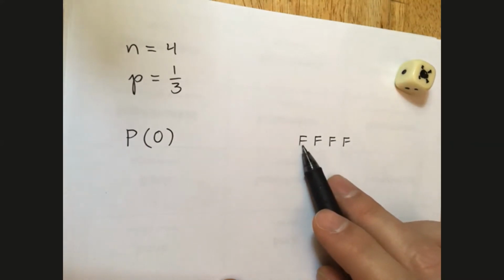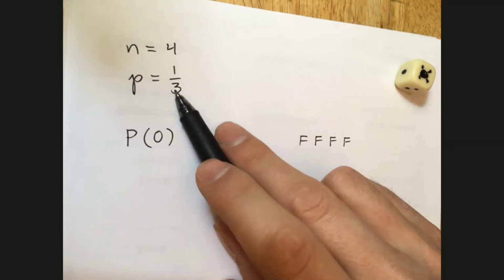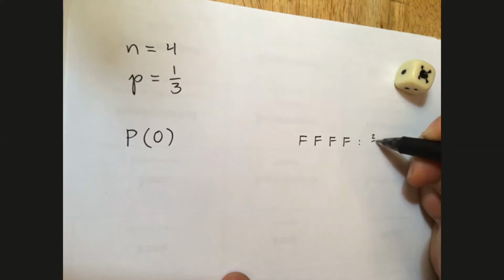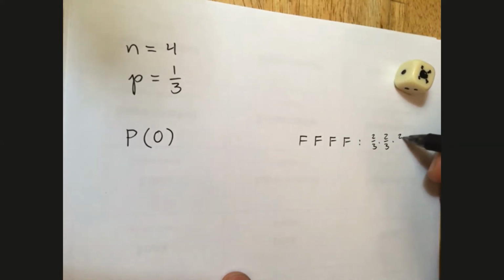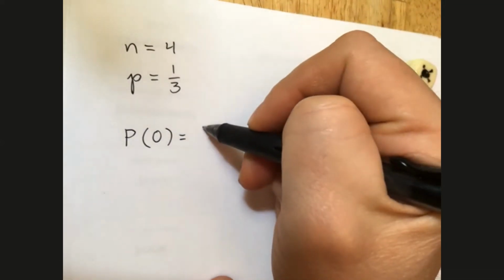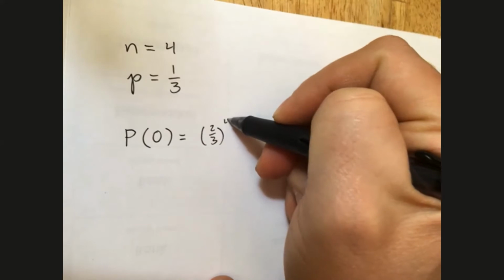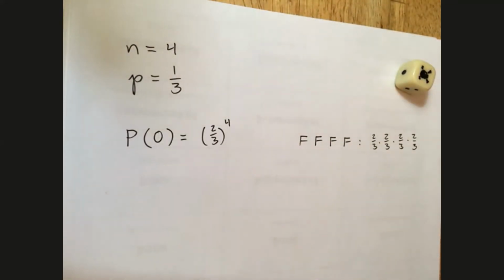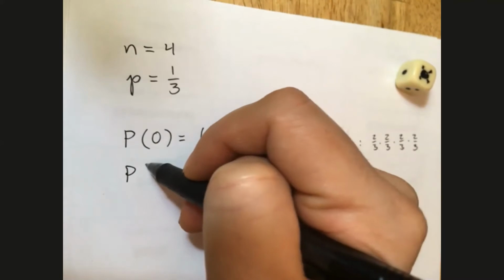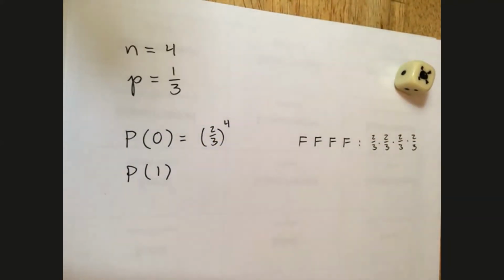Well, what is the probability of 4 failures? Well, each failure occurs with probability 2/3. The success is 1/3, so the failure must be 2/3. So to compute this, I'm going to take 2/3 times 2/3 times 2/3 times 2/3. 4 failures in a row. So this probability you can just write as 2/3 to the 4th power. That's the probability of getting no successes. I got 4 failures.